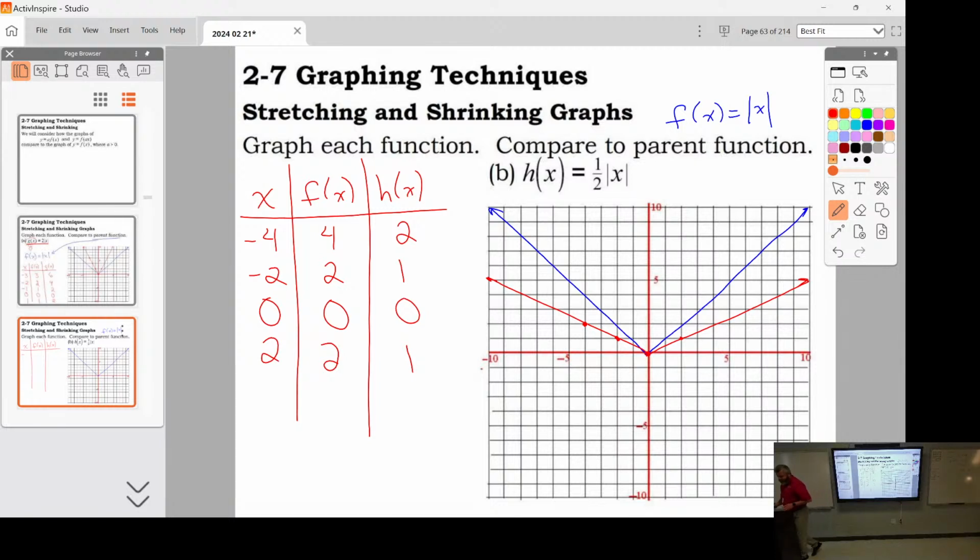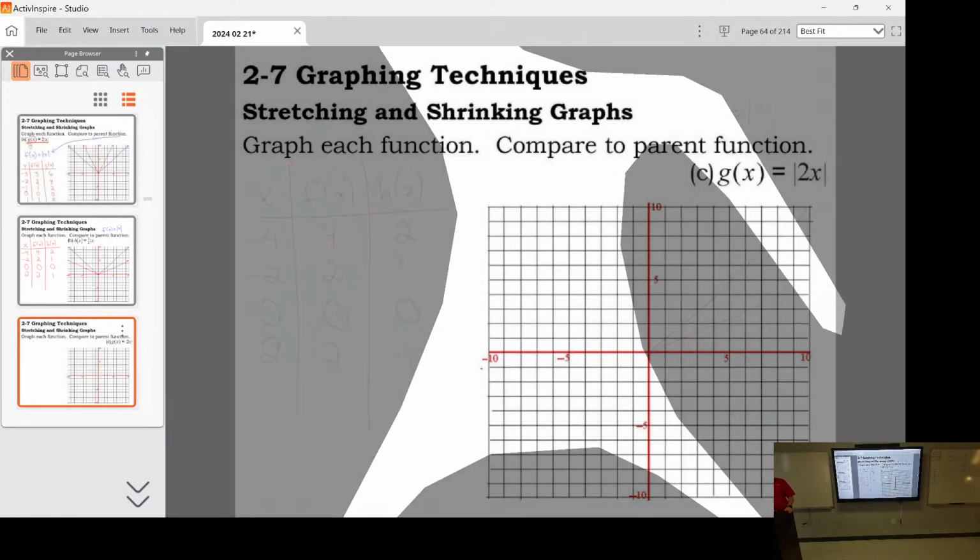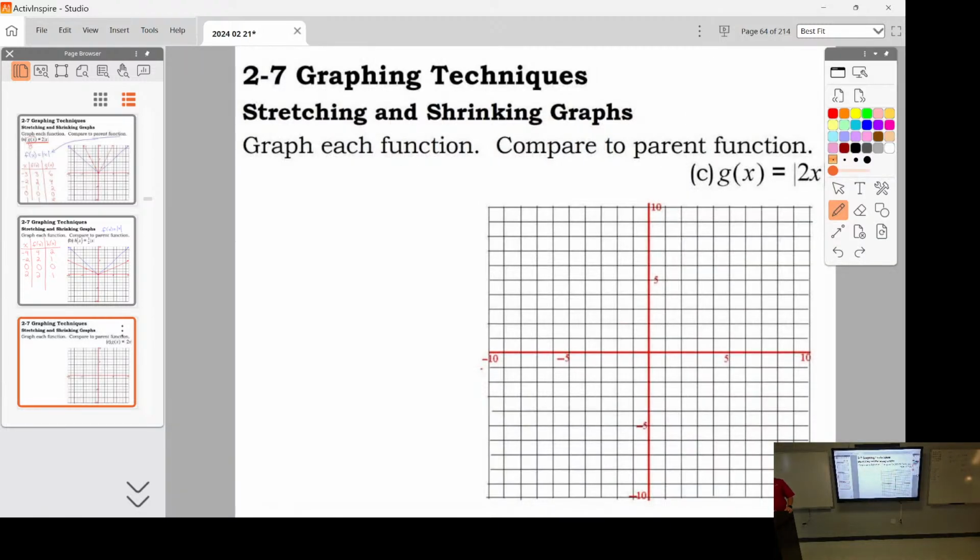What did the 1/2 do for this graph? A vertical compression, but in this text and this homework, it's not going to call it a compression. It's going to call it a shrink. We have a vertical shrink by a factor of 1/2. Every y value was cut in half. X value stayed the same. Was everybody done with that one?